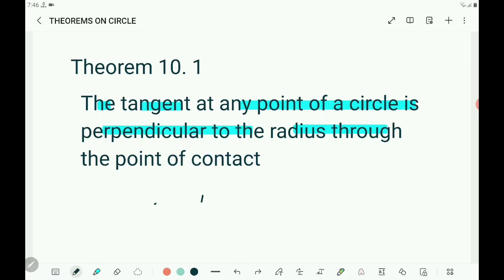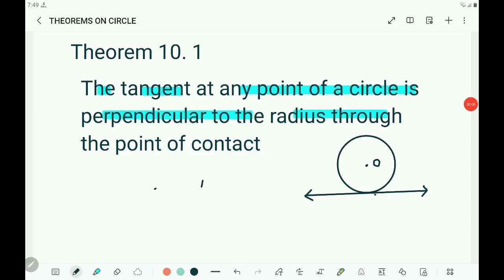So let us draw the circle. Let us draw the figure. Here O is the center of the circle and P is a point on the circle, and XY is a tangent. Let us join OP. Here O is the center, P is a point on the circle, then OP becomes the radius.